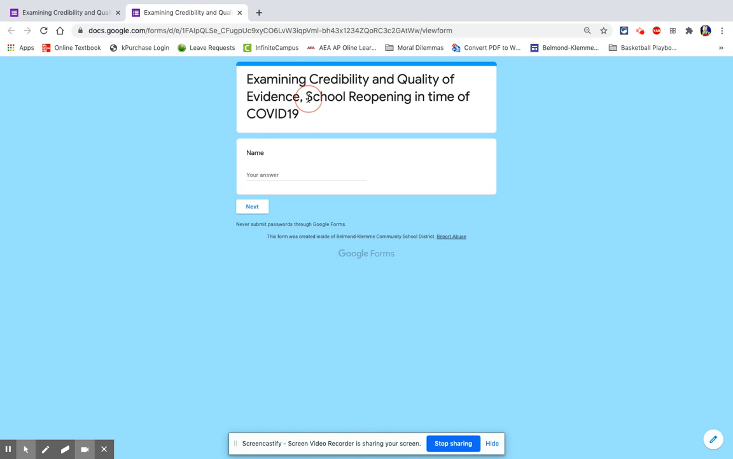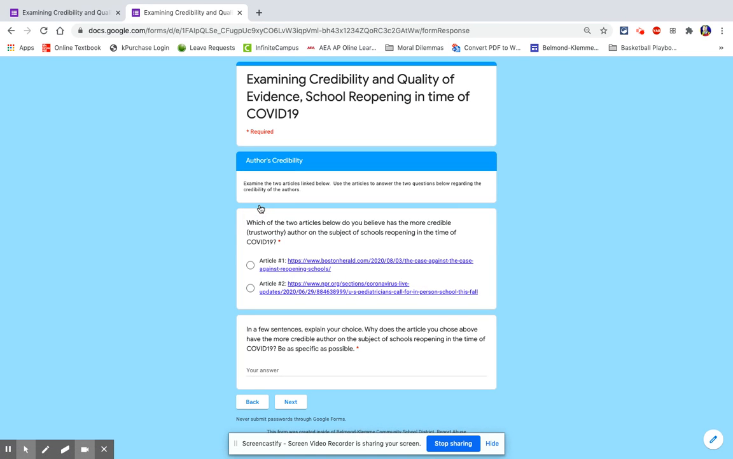All right, so both of these pieces of information are essentially going to look at the same topic, and that is, should schools reopen kind of fully in the time of COVID-19? So the first part here is just your name, so that's relatively simple. You just got to type in your name there.